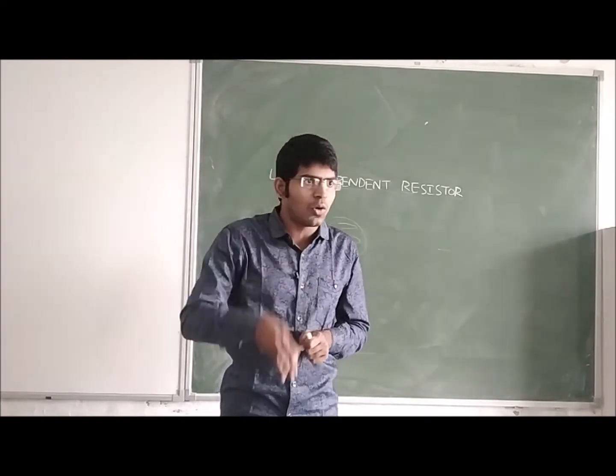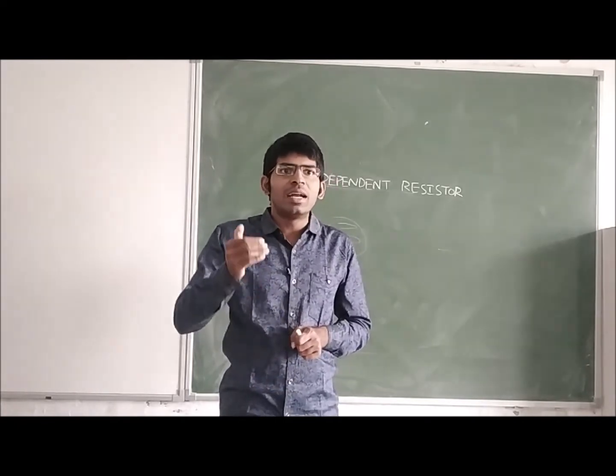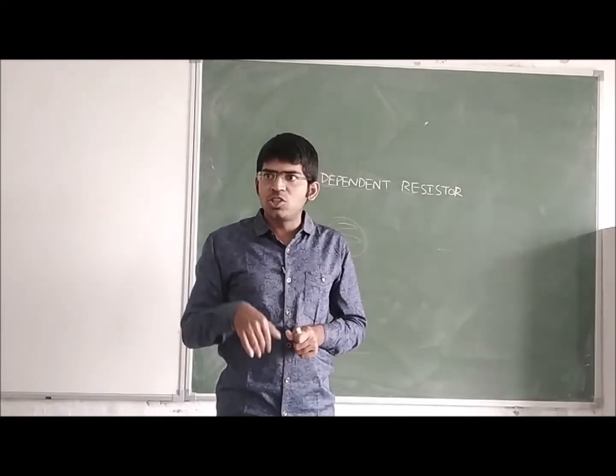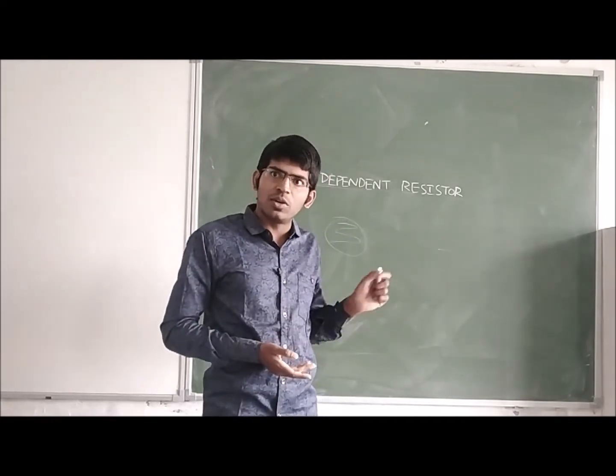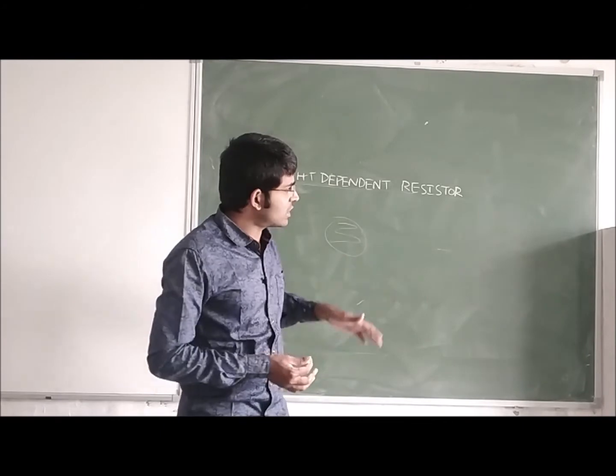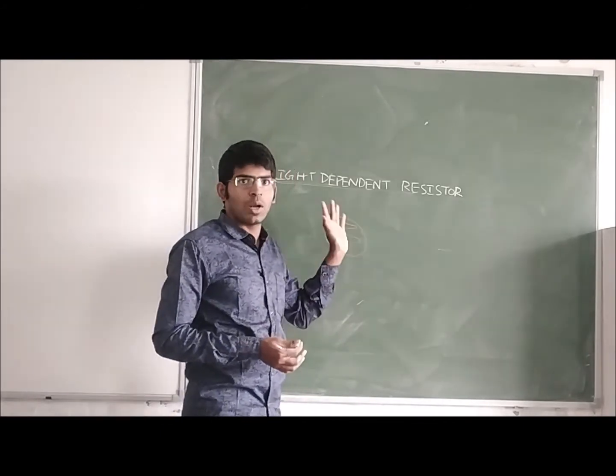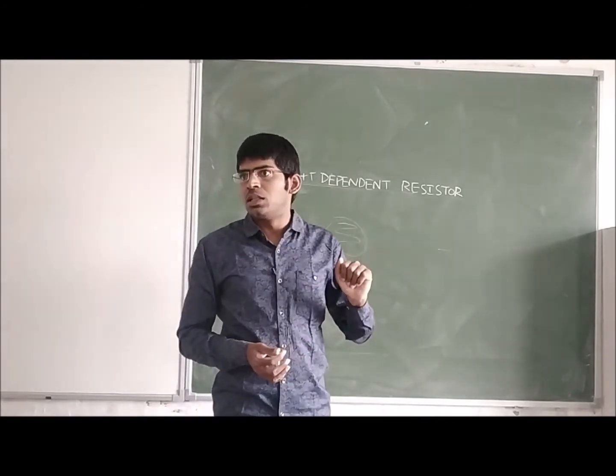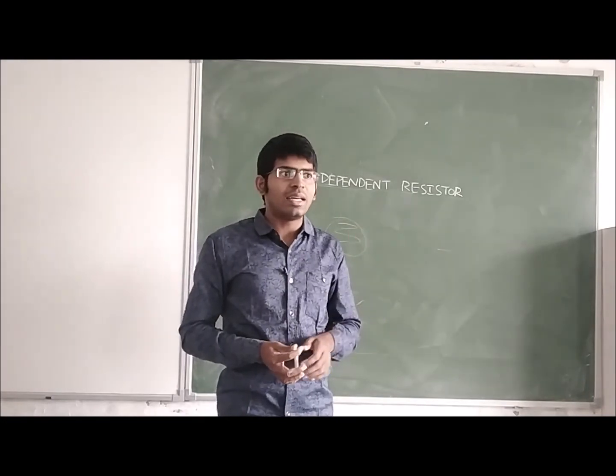If we focus more light, then the resistance value will decrease more. And if there is no light, then the resistance value is very high. Because the resistance value is varying with respect to light, this is also called a light dependent resistor.